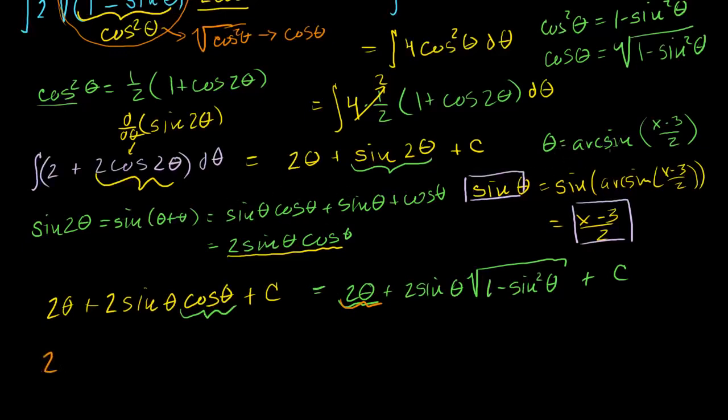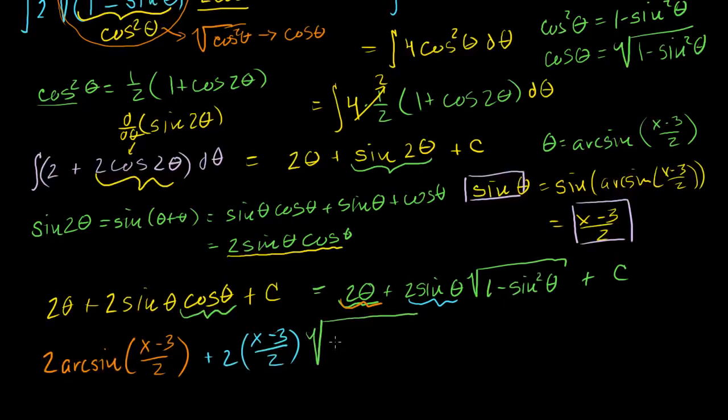If we just have a theta, we have to say that theta is equal to arc sine of x minus 3 over 2. And then we have plus 2 sine of theta. Well, that's plus 2 times, sine of theta is x minus 3 over 2. So 2 times x minus 3 over 2. And then all of that times the square root of 1 minus sine of theta squared. What's sine of theta? It's x minus 3 over 2 squared. And then, of course, we have a plus c.